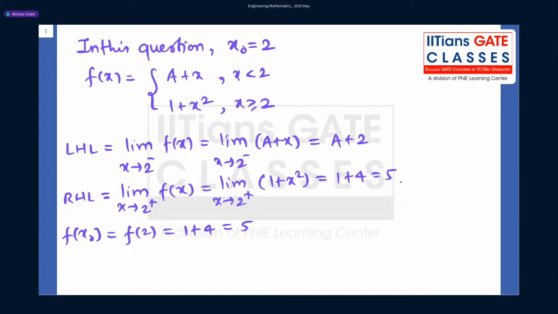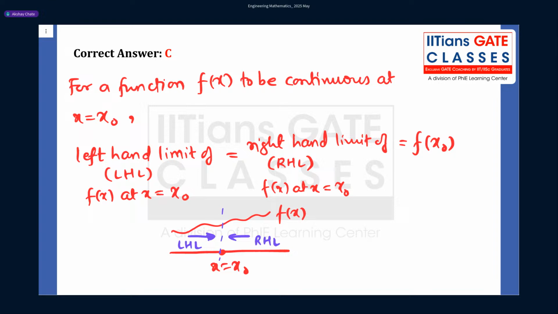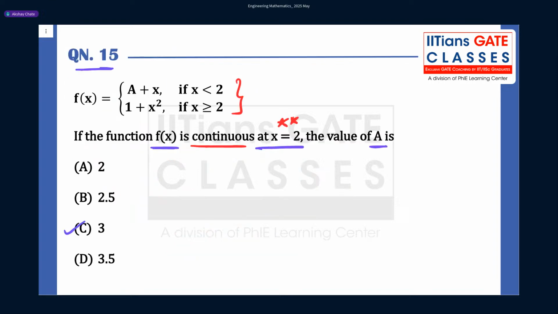Now, if you come up with this formulation, it is pretty easy to find the value of a. For f of x to be continuous at x equal to 2, because x naught is 2 here, this LHL, which is a plus 2, has to be equal to RHL, which is 5, which is also equal to f of x naught. Therefore, your a value should be 3, and that is your answer. That is option C, if you just go back. Yes, it should be C.